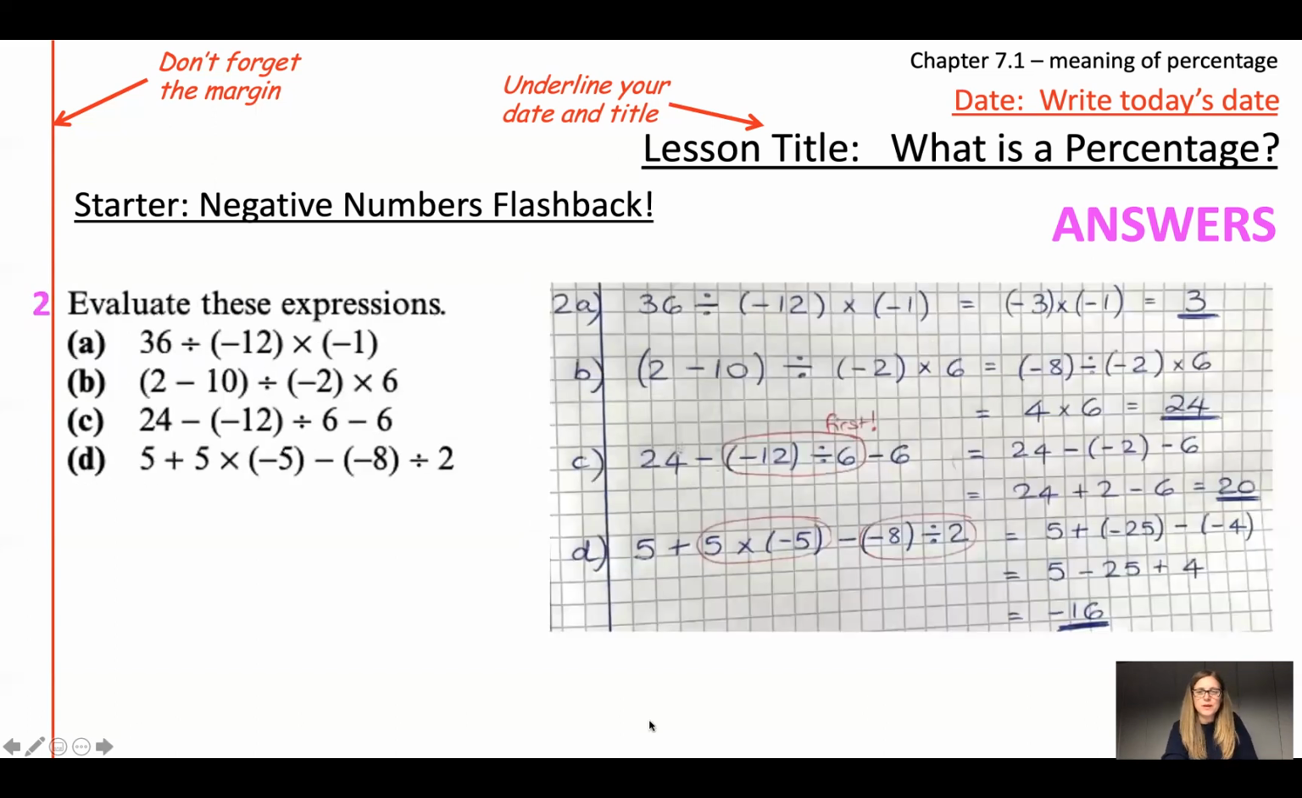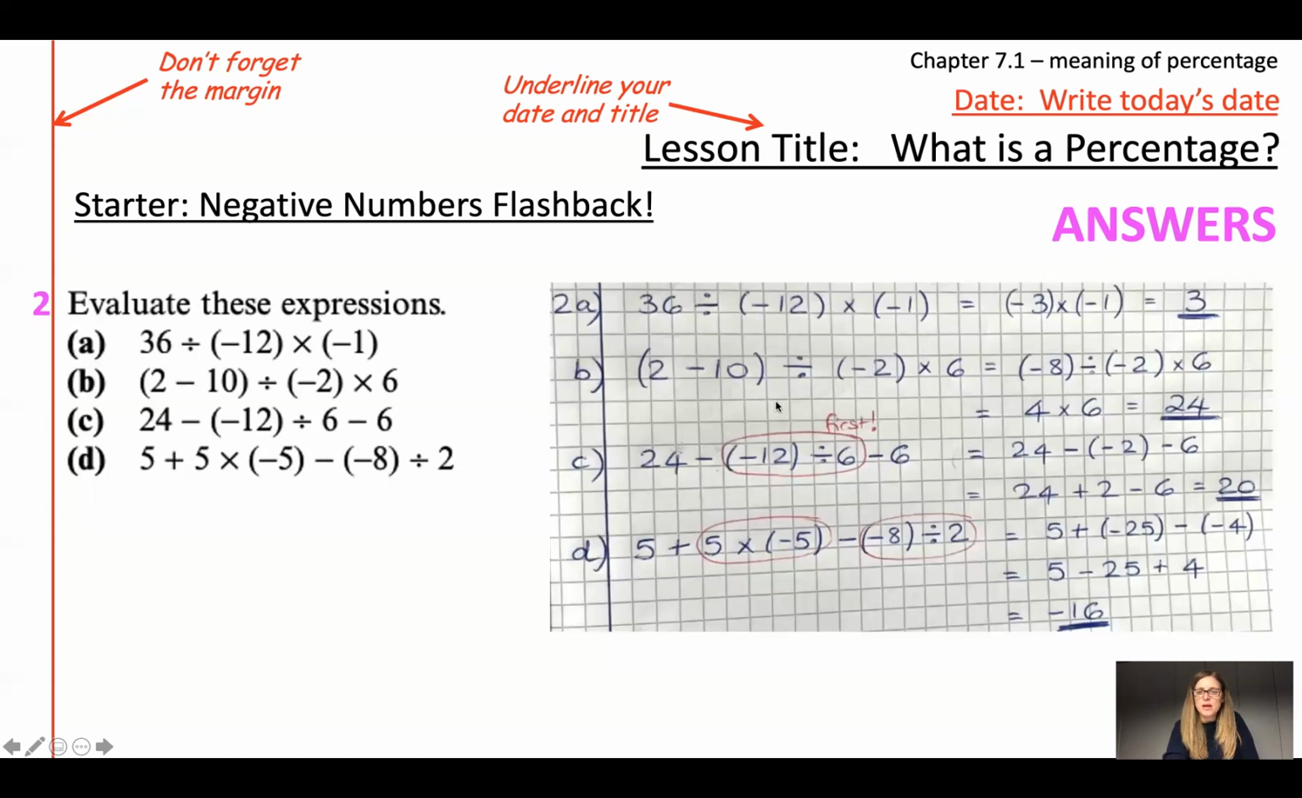Question 2. So again, remembering about our order of operations. So for the first one, remembering that multiplication and division are of equal importance, so we move from left to right. 36 divided by a negative 12 is going to give me negative 3. I then multiply it by negative 1. A negative multiplied by a negative gives me a positive. So 3 is the answer for that.